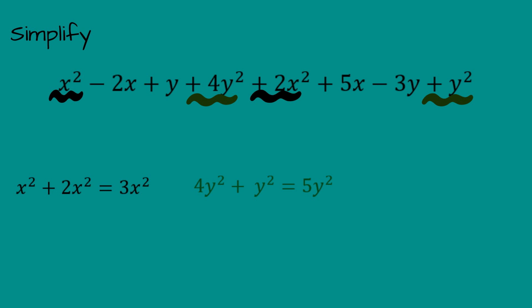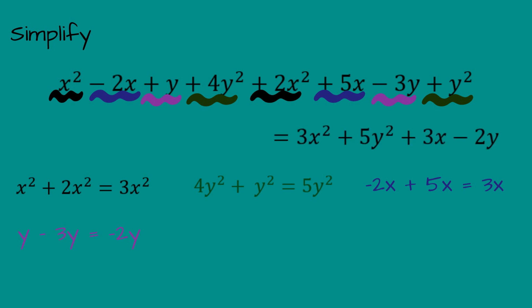Now for the x terms. Minus 2x plus 5x is 3x. Finally, the y terms, we have y minus 3y giving minus 2y. This gives a final answer of 3x squared plus 5y squared plus 3x minus 2y.